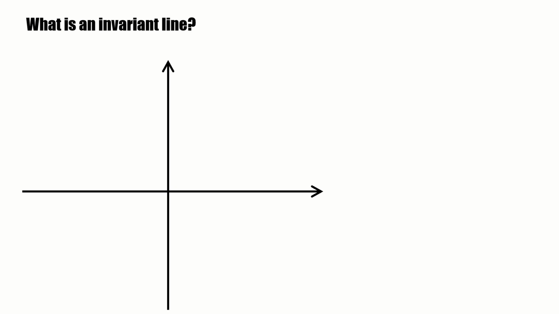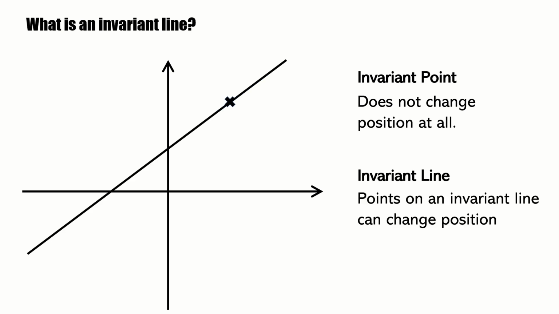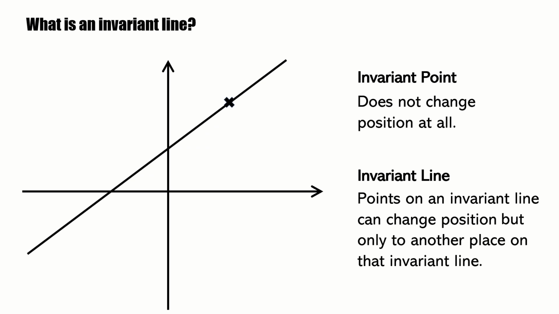We should explain what an invariant line actually is, and in order to do that, I'm going to compare and contrast the idea of this to what an invariant point was. So a reminder, an invariant point is a point that, if you transform it using a matrix transformation, won't change position at all after it's been transformed. Whereas the points on an invariant line actually can change position after they've been transformed, it's just that they must move to somewhere else on that same invariant line. So that's what an invariant line is.